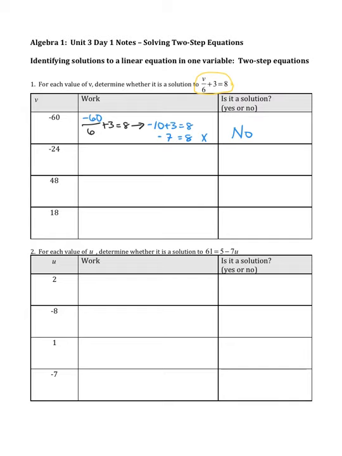Let's try another number. Maybe negative 24 is the right answer. Negative 24 divided by 6 plus 3, we'll see if it equals 8. Negative 24 divided by 6 is negative 4 plus 3 equals negative 1. Negative 1 does not equal 8, so that's another no. All right, two numbers down.